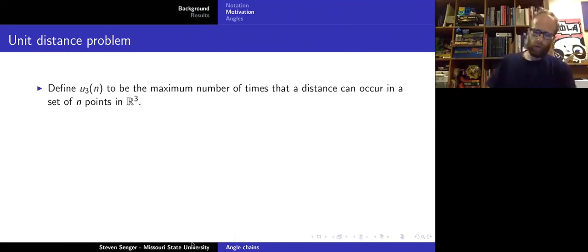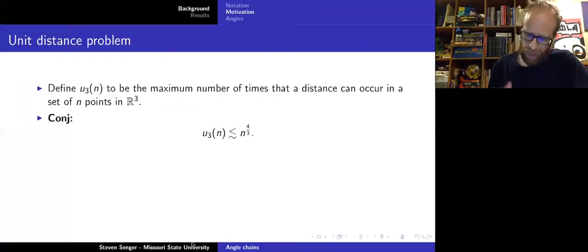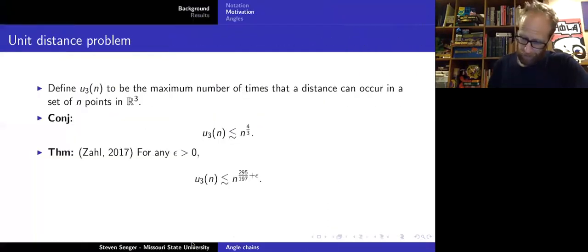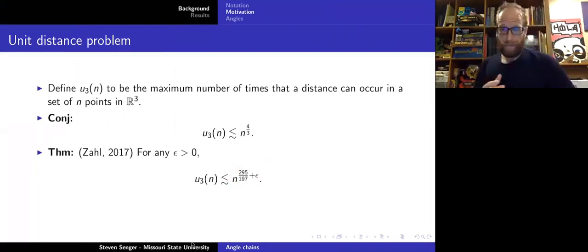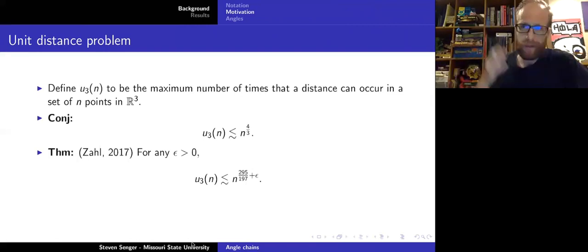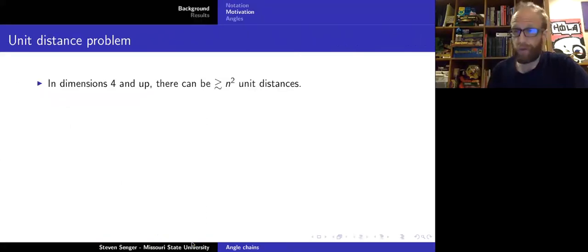All right. Well, we can then use u3 of n to denote the same thing in R3. So the maximum number of times that a particular fixed distance can occur in a set of n points in R3. And the conjecture is n to the 4/3, with the current best result being just under n to the 3/2 due to Josh Zahl in 2017. Again, really challenging problem. So it's really hard in 2 dimensions, also hard in 3 dimensions, completely trivial in 4 dimensions. So in dimensions 4 and up, I say it's trivial because we can have up to n squared unit distances in some set of n points.